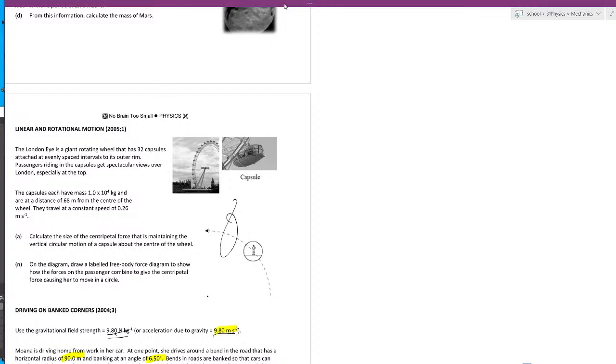I'm just going to highlight some of the stuff that I'll use. We've got this mass, a distance of 68 meters, and they're traveling at this speed. Calculate the size of the centripetal force that is maintaining the vertical circular motion of the capsule about the center of the wheel. This is a vertical circle, but it's not the typical vertical circle question, because in this case it's just moving at a constant speed. If it was being swung, it would have a change in velocity and different tension forces. But in this case, we don't have any of those, so that's pretty cool. It's nice and easy.